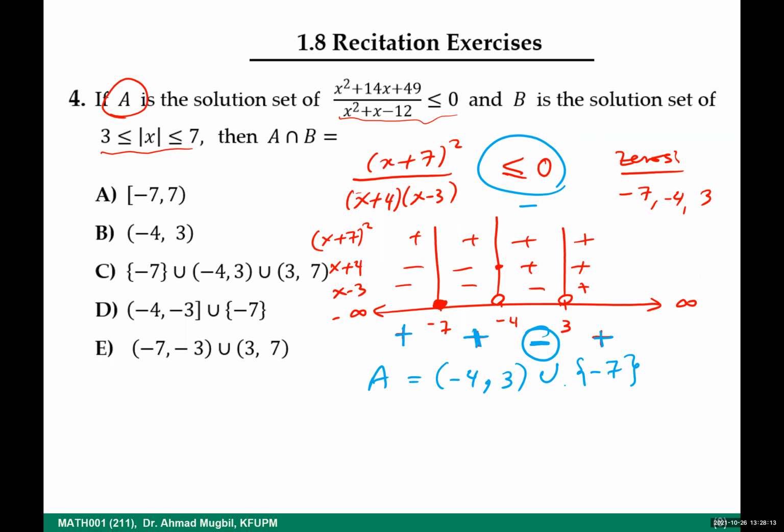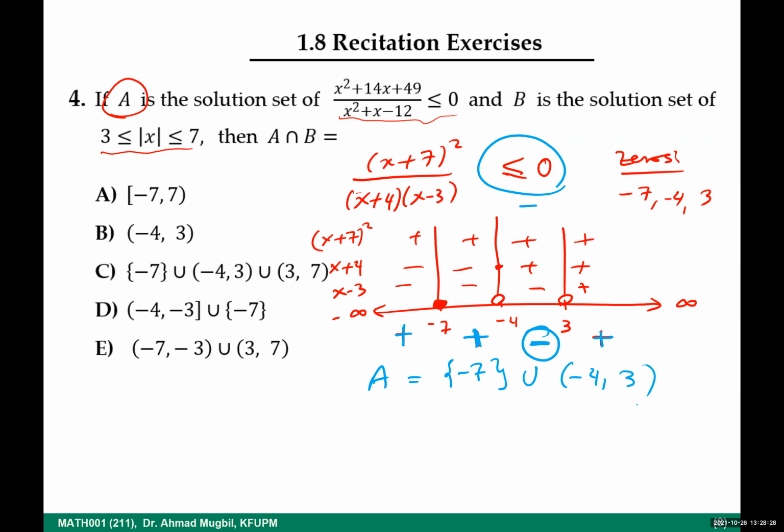Excellent. I'd like to write negative 7 at the beginning. Do you mind? Because it is the smaller one, so it is better to have it in this order. Negative 4 union 3, not negative 3. I'm thinking about the answer, by the way. Now this is A. What about B?